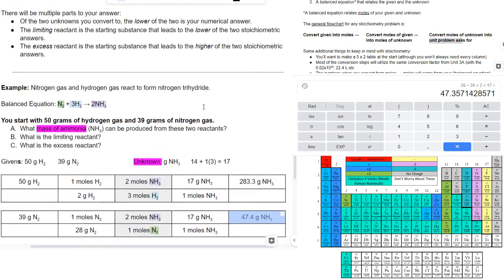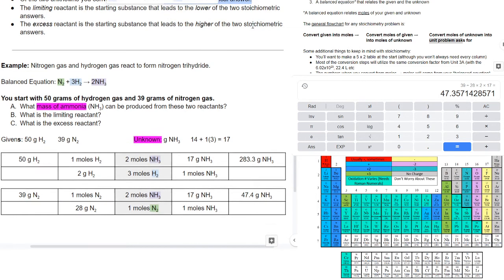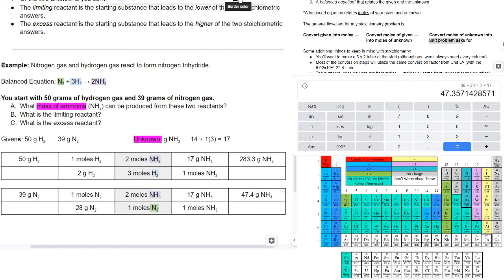And so now if we look at these bullet points, of our 2 unknowns we converted to, the lower of the 2 is our numerical answer. So this guy, the 47.4, is going to be our answer. The lower amount is the amount that can actually be formed. Like if you're doing some cooking, if you're making a grilled cheese, if you have 1 slice of cheese and a whole loaf of bread, all you can make is 1 grilled cheese because you're limited by that 1 slice of cheese. So here we're limited by our amount of nitrogen.